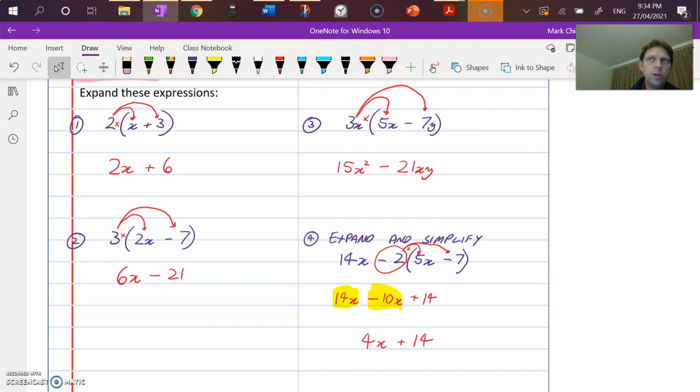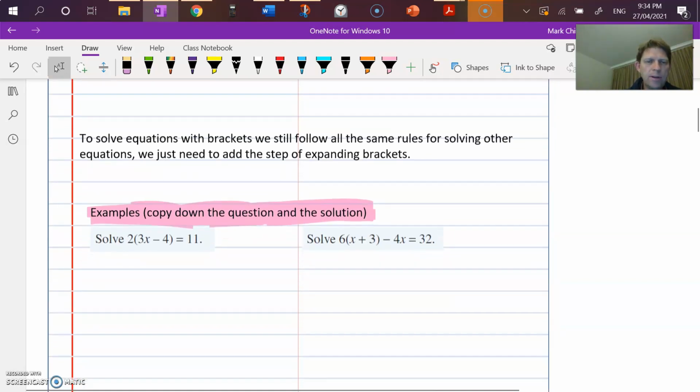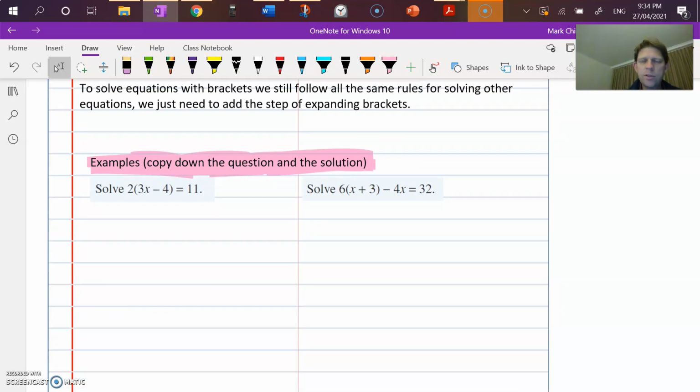All right, so you get to work on being able to expand your brackets at the same time as working on your equations. It doesn't make much of a difference to what we've been doing with equations. We still have all the golden rules of equations. Whatever we do to one side, we have to do the other, and we undo operations by doing the opposite. Those golden rules still apply.